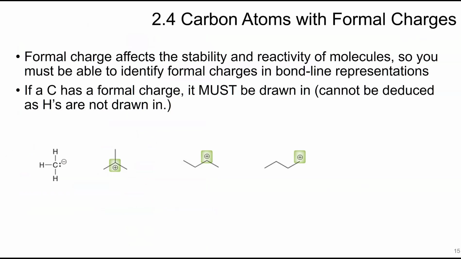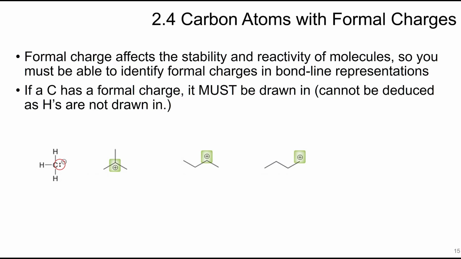So carbon atoms can have formal charge. The formal charge affects the stability and reactivity of molecules. So you have to be able to identify them if they're present in the bond line representations. So if a carbon has a formal charge, you have to draw the charge in. We can't figure it out based on how many hydrogens are there.